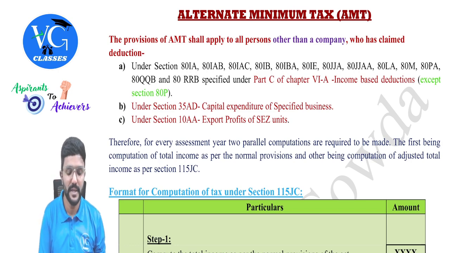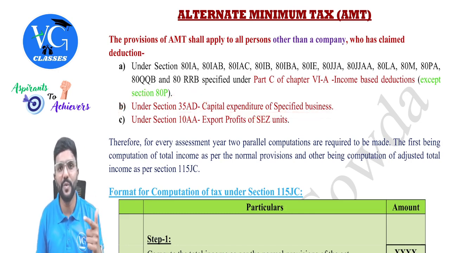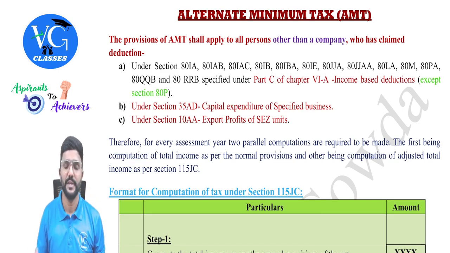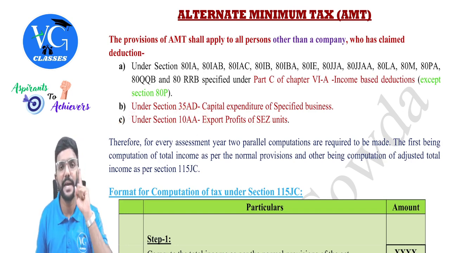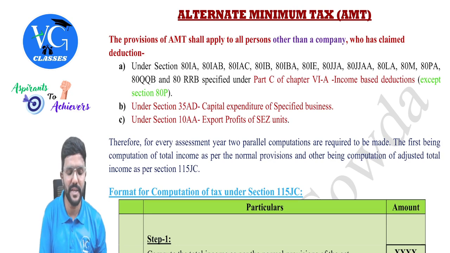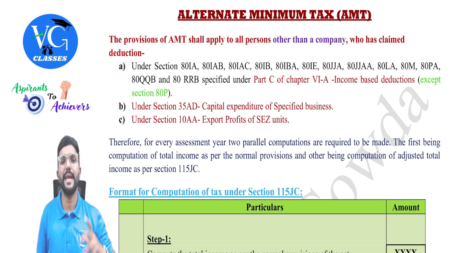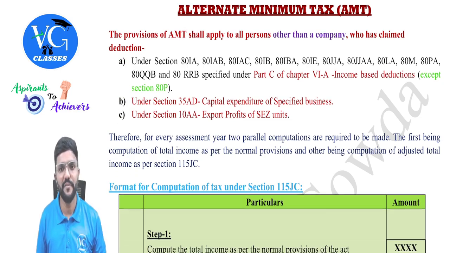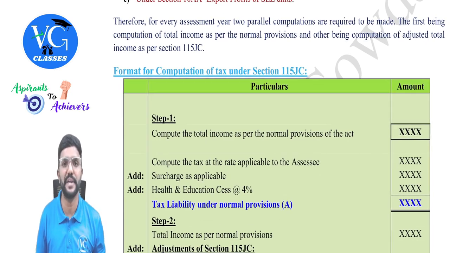Second point is Section 35AD, that is for capital expenditure of specified business other than land, goodwill, and financial instruments. Then the last one is Section 10AA, with respect to export profit of an SEZ unit, guys. I repeat once again, if an assessee other than a company has claimed any of these deductions, not all, any of them, then the AMT provision is applicable. And when AMT is applicable, we need to do two calculations per year.